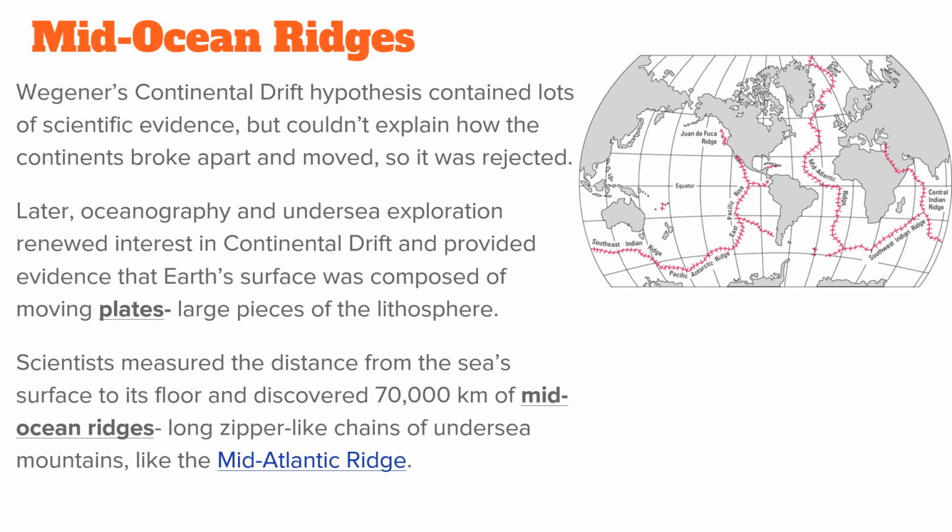We're going to do the interpret visuals. Do any of the mid-ocean ridges appear to extend into continents? Which ones? So over here in our textbook, we can see the East Pacific Rise right here. Appears to run into the west coast of North America, which is right around where California is.